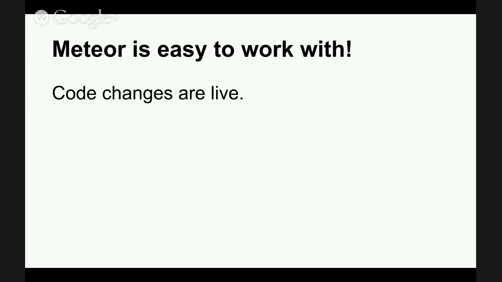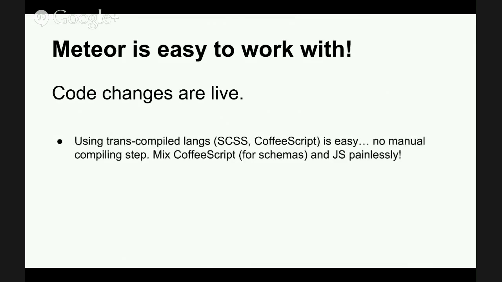Code changes are live, like I was showing you. In the interface, when I went to one interface and I changed something, it changed in the other interface. Well, that works while you're developing as well. So if you change a template or a piece of JavaScript that affects the client, you don't have to do anything. It will just automatically render. So using transcompiled languages like Sass and CoffeeScript is really, really easy. You have a build step that compiles it and throws it into a file that the browser can understand, and Meteor does all that for you. You don't have to do anything.